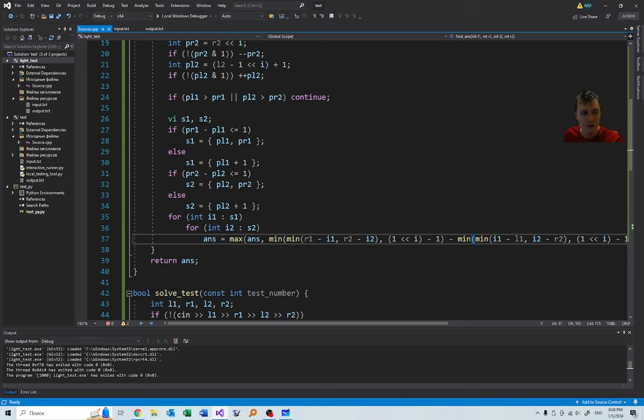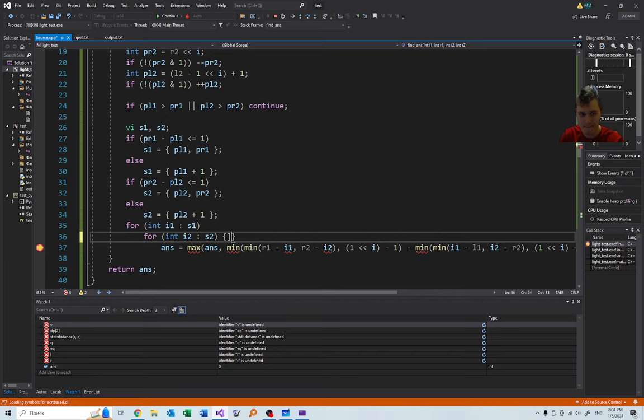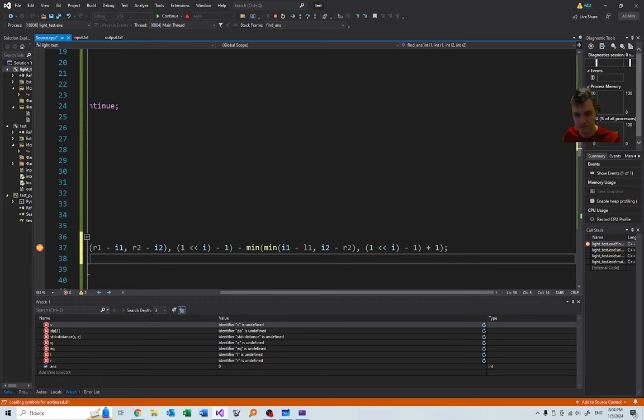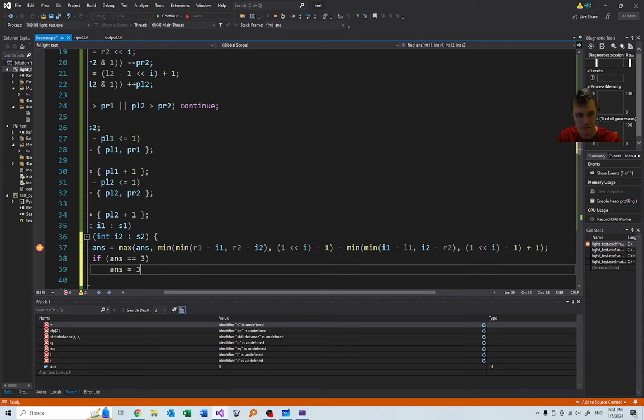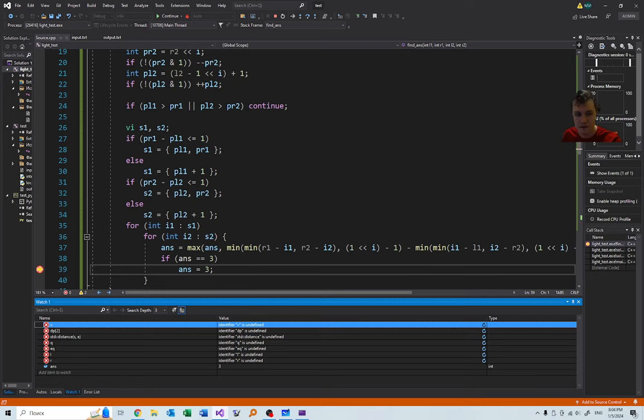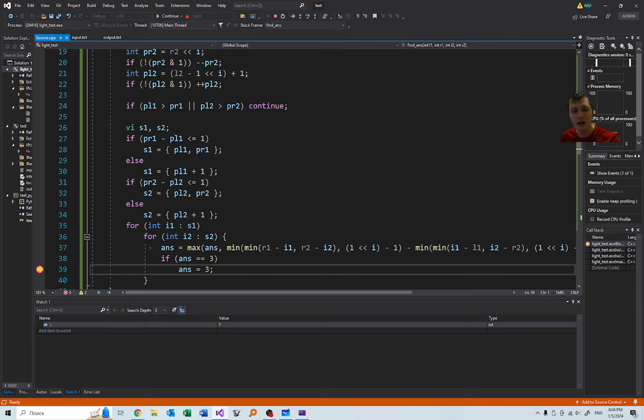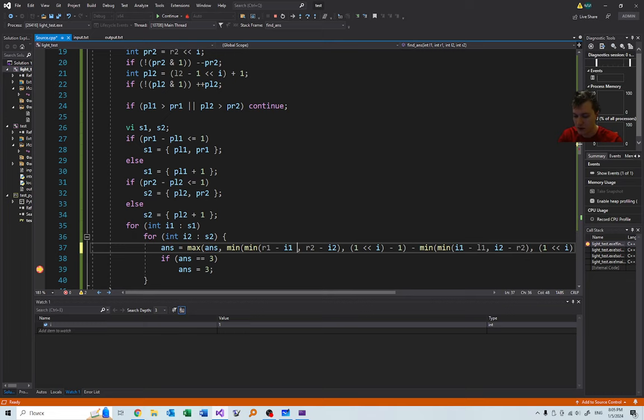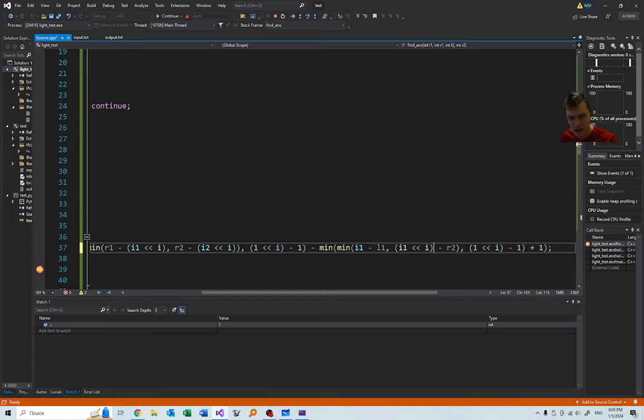When is it 3? Okay, let's check it. Nice. So what is it? What does it say? It says I is 1, so it's like 2. Of course, I need to multiply it. I1, I2, I2, I1. Yes, now it should work.